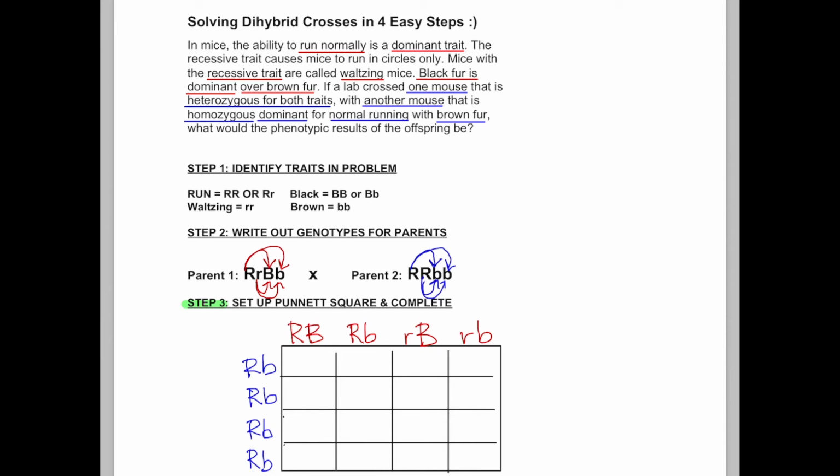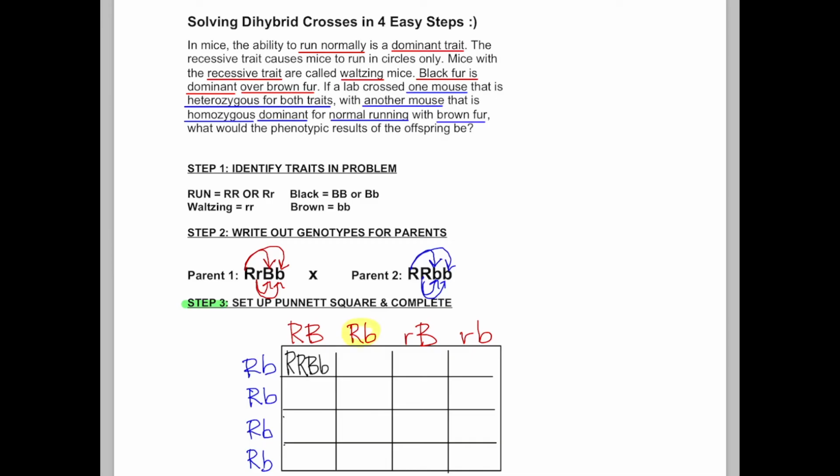Now, when we fill in each box, you need to be consistent. Since your parents' genotypes have the R's first and the B's second, keep the R's first with the capital R in front, and keep the B's second with the capital B in front, okay? Now, in order to complete the following boxes, what we do is these letters come down and these letters go over, giving you capital R, capital B, lowercase b. Notice how I organized it. So the capital B is in front and the lowercase b is second.